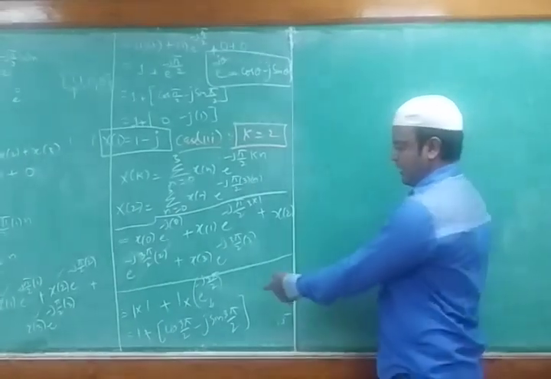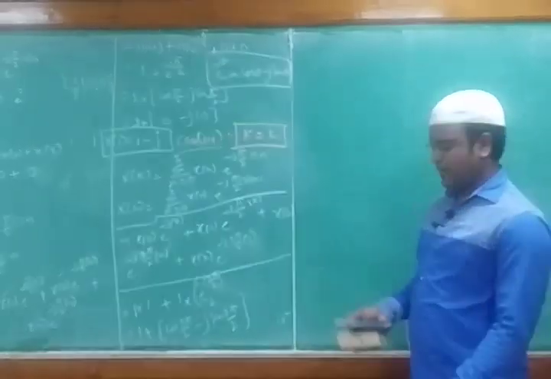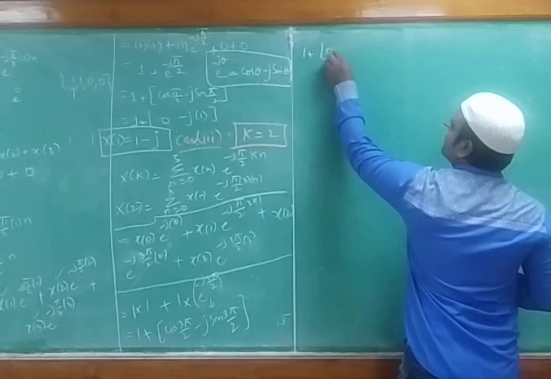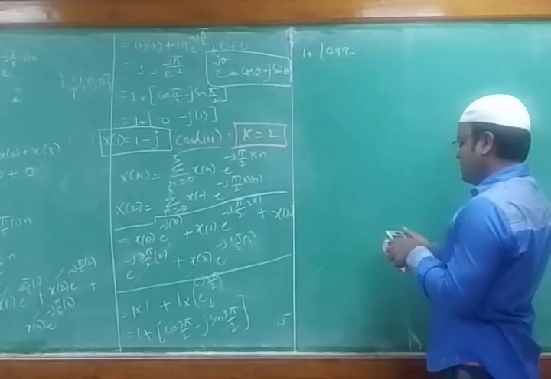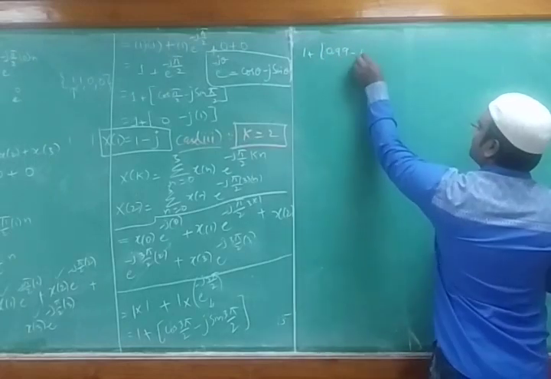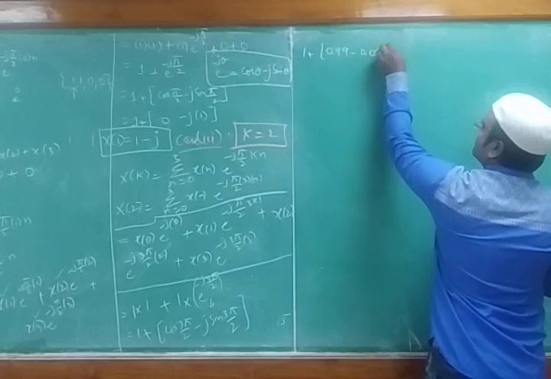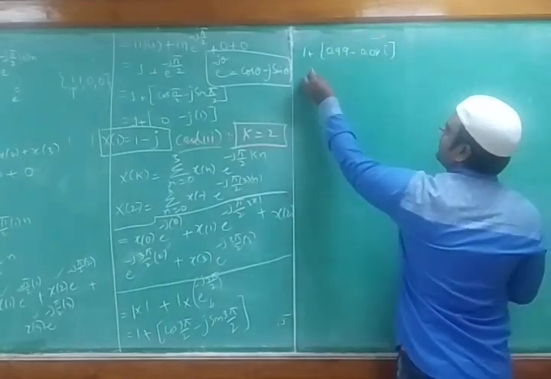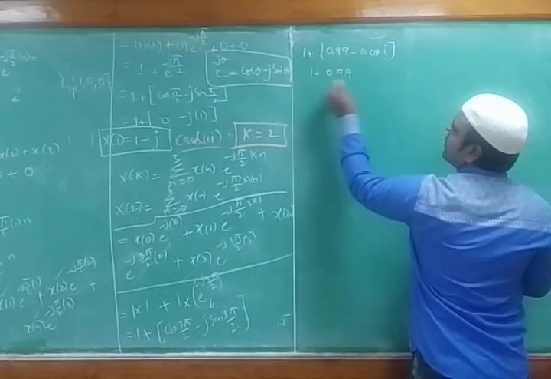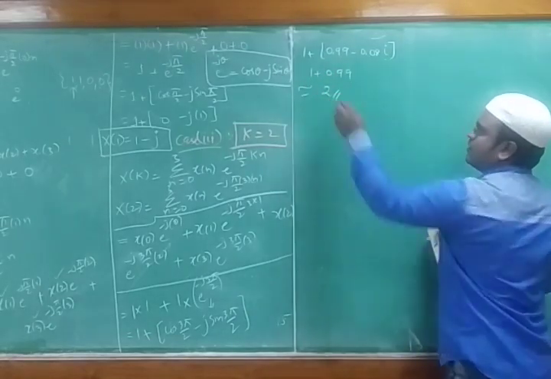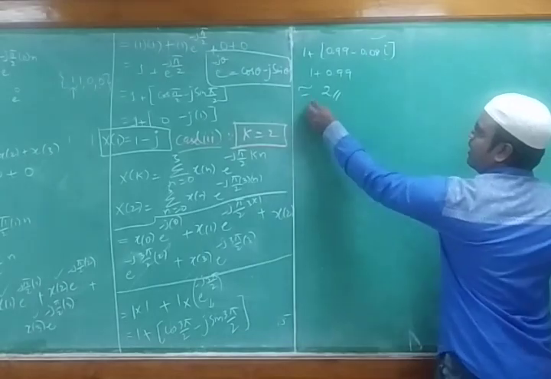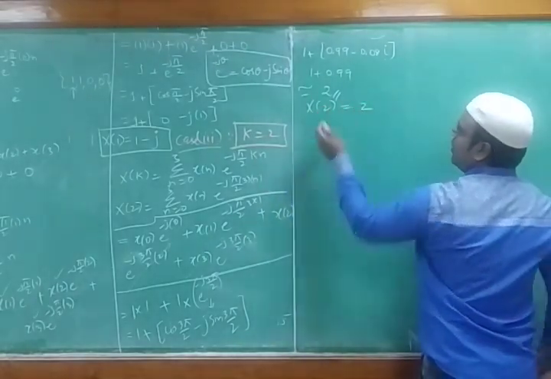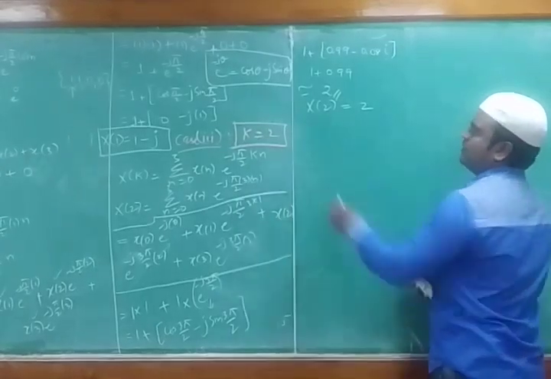So I am just solving by using a calculator. What I get: cos 3 pi by 2 minus j sin 3 pi by 2 is nothing but 0.99 minus 0.08 j. This I got. So 0.08 we do not write; it's approximately 1 plus 0.99. So I can write approximately it is 2, right? So we found x of 2, right? It's x of 2. So what is the x of 2 value we got? We got it as 2.